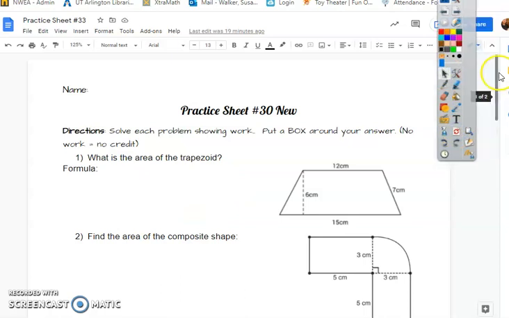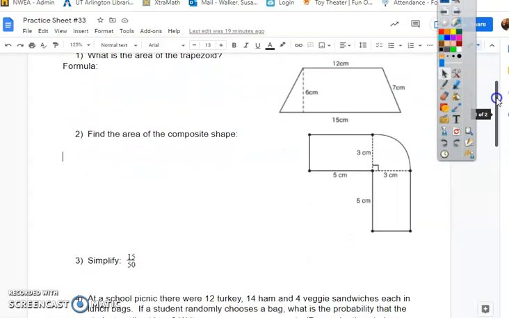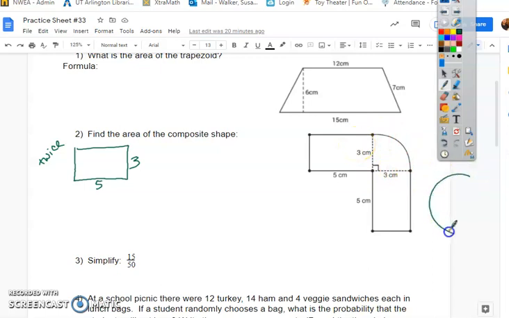Okay, so for the second one, we have a composite figure. We want area. This is not super difficult, but it has one extra challenge that we normally don't see. So remember, when I have a composite shape, I want to break up my shapes. I see a rectangle. I actually see 2, and notice I see a 3 and a 5, and then I see another 3 and a 5. So I have this rectangle twice. And then over here, I don't know if you remember this, this is a quarter circle.